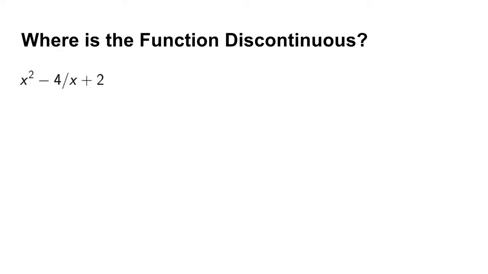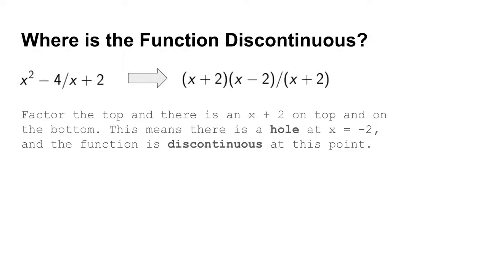The first step is to factor out the top. It can quickly be noted that there is an x plus 2 on the top and on the bottom. These create a hole at x equals negative 2, so the function is discontinuous there. Some students might cancel out the top and the bottom and assume there are no discontinuities. It's important to be careful before making moves like that, because you could be getting rid of an answer, which you would be doing in this case.